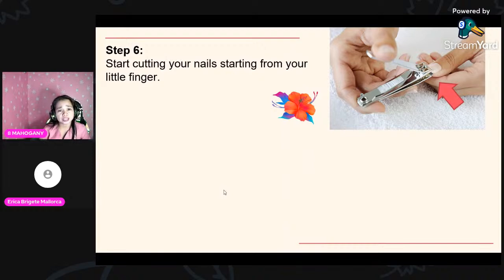Start cutting your nails starting from your little finger. So again, we start from the little finger. Ako kasi, nag-start ako sa the bigger finger. Kung saan ako comfortable, kung ano yung unang ika-cut ko, itong pinaka-bigger one. Okay, the pointed. Tama po ba? Depende sa atin as long as tama yung pag-cut.